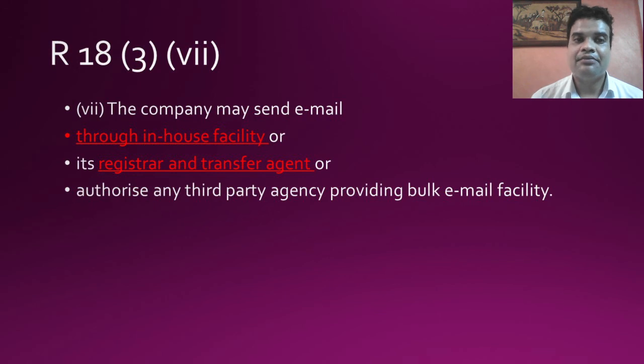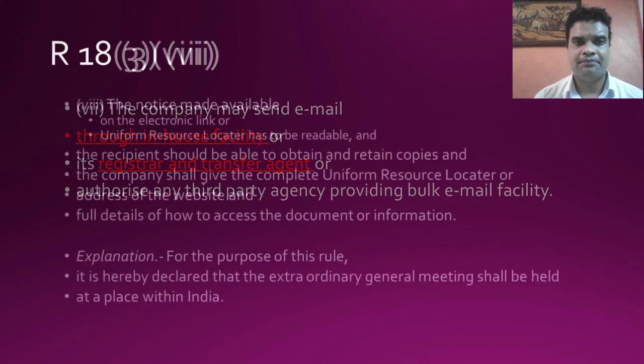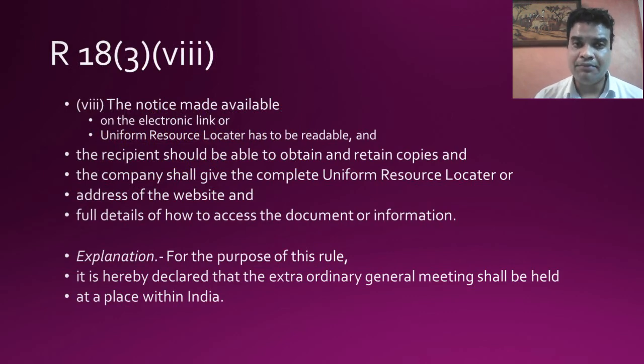Rule 18, Subrule 3.7 states that the company may send the email via an in-house facility or its registrar and transfer agent or any third party which provides bulk email facility. And finally, Rule 18, Subrule 3.8 states that the notice made available on electronic link or URL has to be readable, and the recipient should be able to obtain and retain copies. And the company shall give the complete URL or address of its website and full details on how to access the document or information.